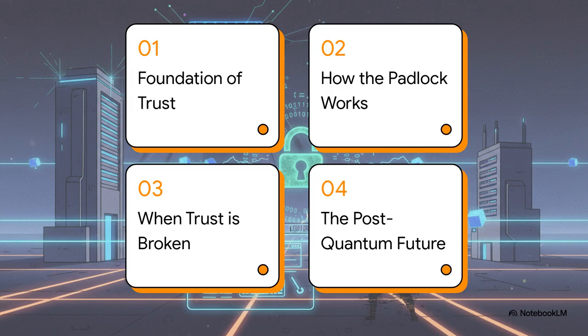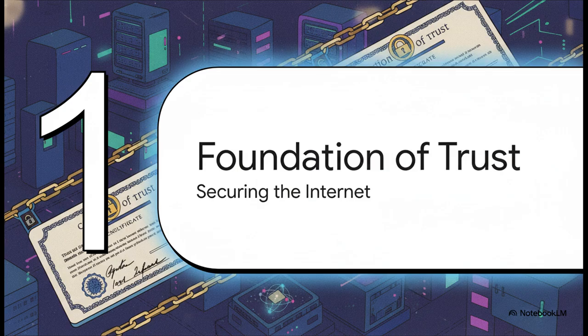First, we'll dig into why the internet needs a foundation of trust in the first place. Then we'll walk through the lightning-fast process that makes that little padlock appear. We'll also look at the scary part. What happens when that trust gets broken? And finally, we'll peek into the future, where a new kind of computer could threaten the very math that keeps us all safe online. All right, let's start at the beginning.